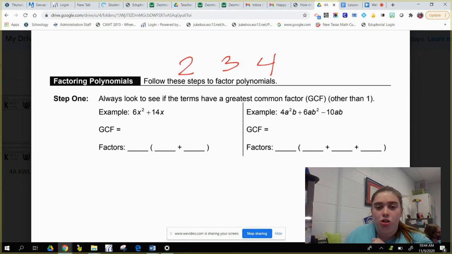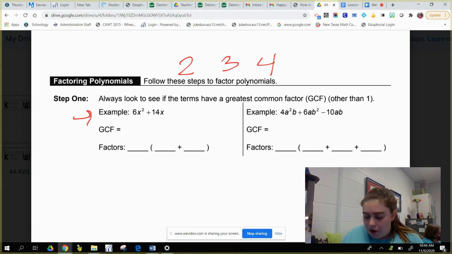But the first thing we're going to do, whether it has 2, 3, or 4 terms, is take out the greatest common factor to simplify that polynomial for us. So that's just what we're going to be looking at today, taking out a greatest common factor of these polynomials. So let's look at this first example right here.